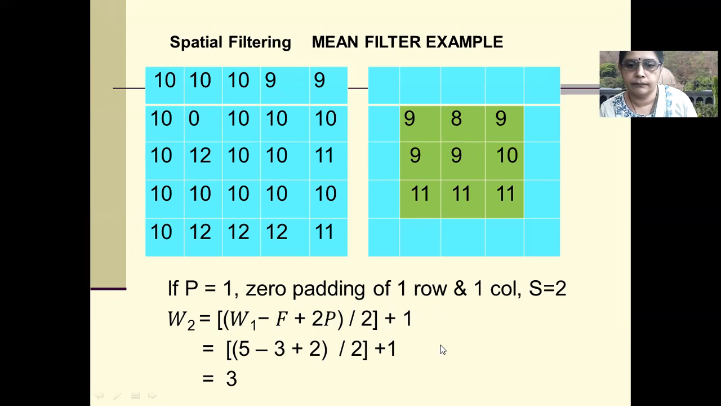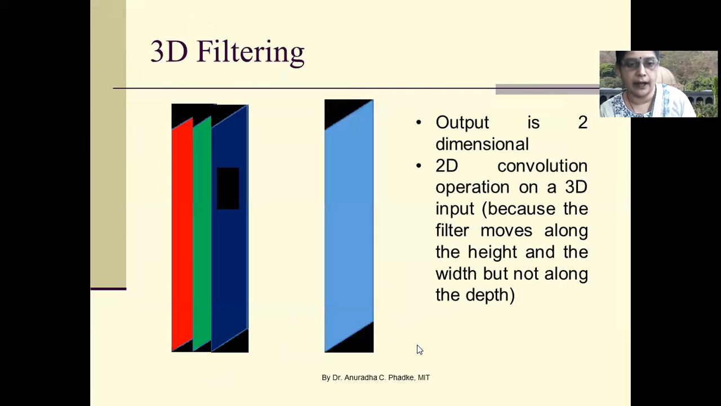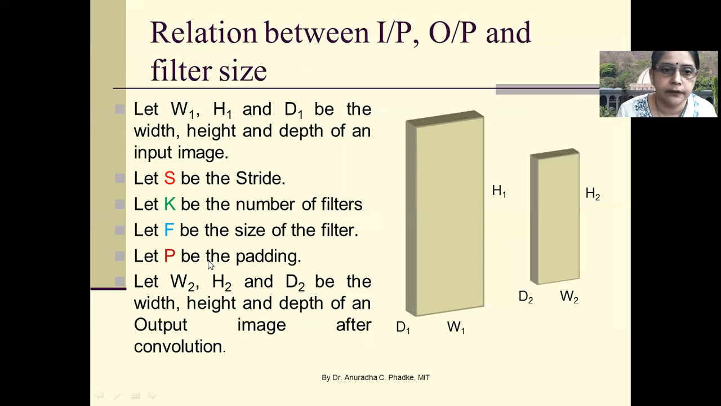In general, in addition to these parameters, one more parameter is the depth of the input. If you have a color image, the input image depth is 3. There are 3 planes: one corresponds to red, the second corresponds to green, and the third corresponds to blue. This depth also decides the depth of the output. Okay, so output depth is the same as input depth. This is the relation between input, output and filter size.